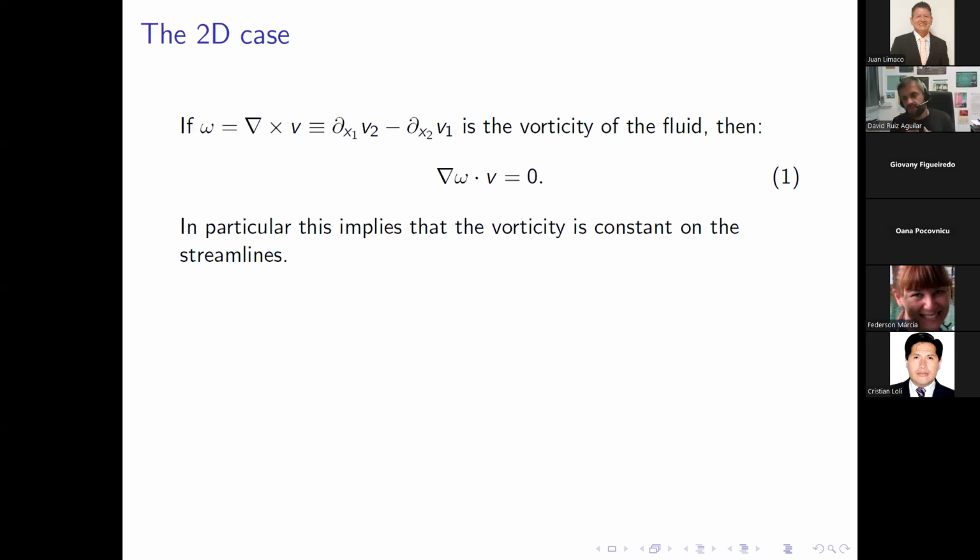Well, 2D is very special from many points of view. One thing is that since the fluid is always in the plane, the vorticity, which is the curl of the velocity field, points upward. Its two components are zero, and you only have the vertical component, which is this one. So you can identify it with a scalar. So the vorticity is a scalar, and the first equation of the Euler equations turns out to be equivalent to this equation here: the gradient of the vorticity is orthogonal to the velocity field. In other words, along the streamlines, the vorticity is constant.